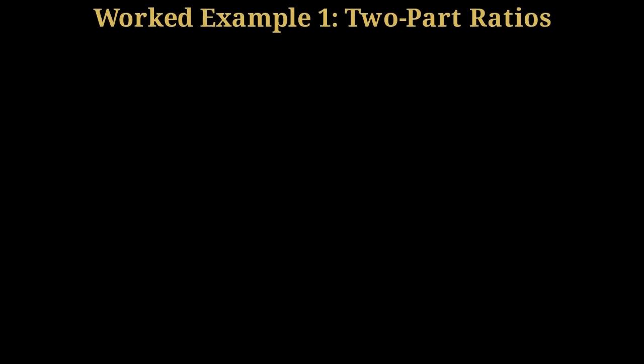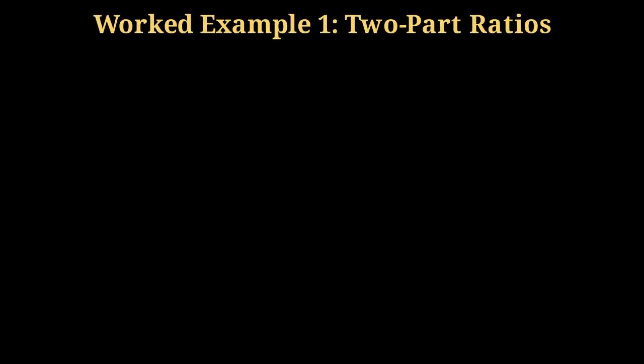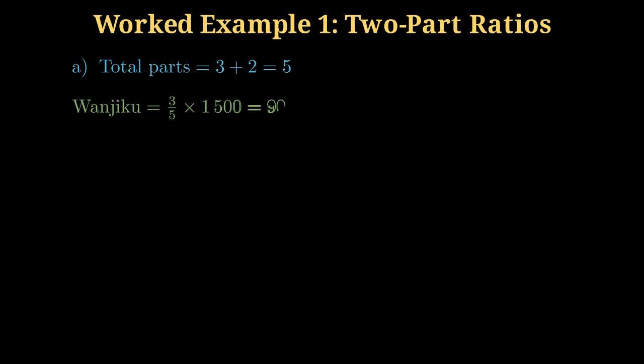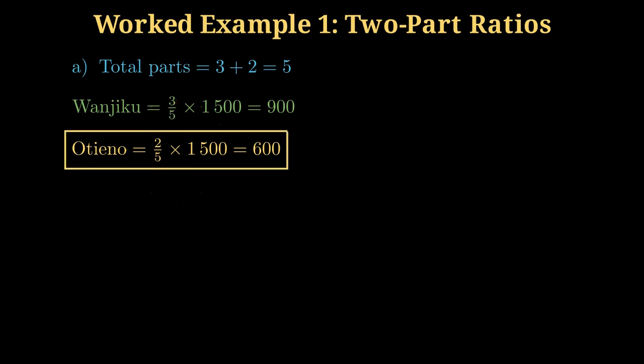Worked example 1, ratios with 2 parts. A. Wanjiku and Otieno are paid 1,500 shillings for a job, shared in the ratio 3 to 2. How much does each get? First, the total parts. 3 plus 2, 5. Wanjiku's ratio number is 3, so she gets 3/5 of the money, 3/5 of 1,500, 900 shillings. Otieno gets 2/5, 2/5 of 1,500, 600 shillings. Check it. 900 plus 600 is 1,500, the whole amount. The shares always add back.